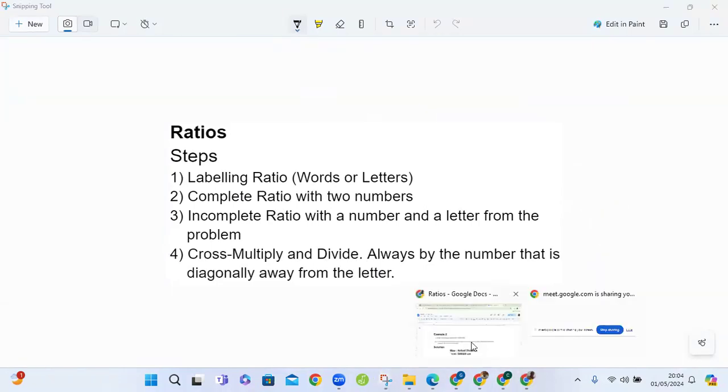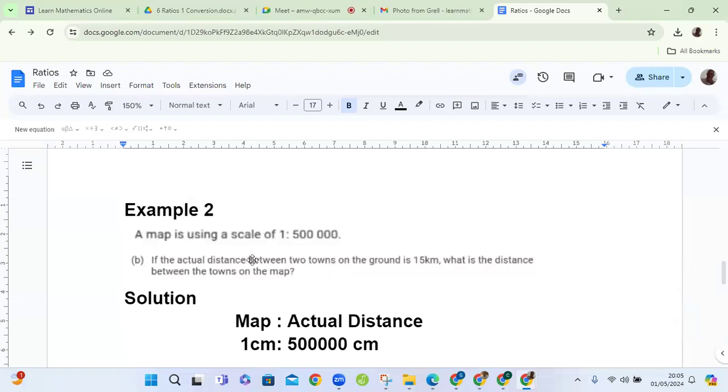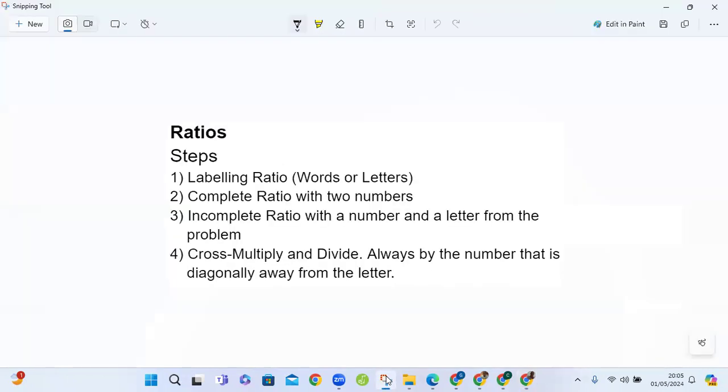Now here we have an example. It says a map is using a scale of 1 to 500,000. So this will form our complete ratio. Now here's the problem: if the actual distance between two towns on the ground is 15 kilometers, what is the distance between the two towns on the map? So our labeling ratio is map and actual distance, or actual distance to map. We prefer map to actual distance, so that will form our labeling ratio.